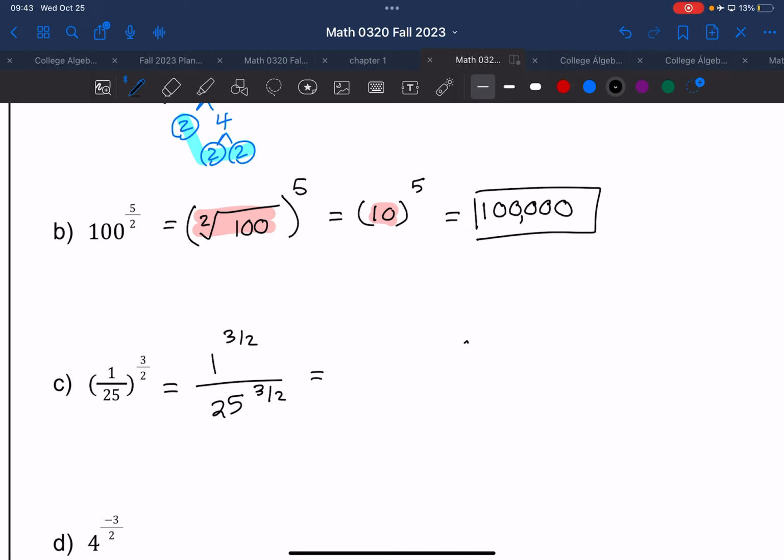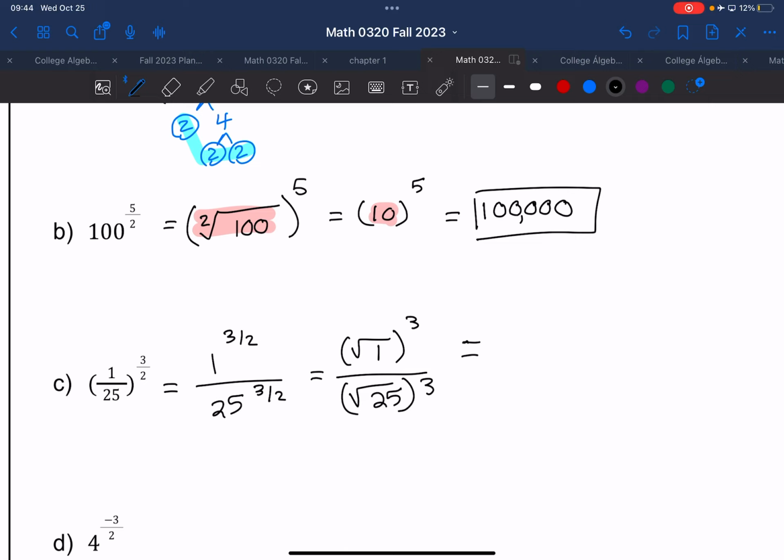So now converting each one, that numerator is going to have what number as the nth root? 2. So I have the square root of 1, and then that whole thing is being raised to the power of 3. What about the bottom? Good, I'm going to have the square root of 25 because of that 2 for the nth root, and then the whole thing is being raised to the power of 3.